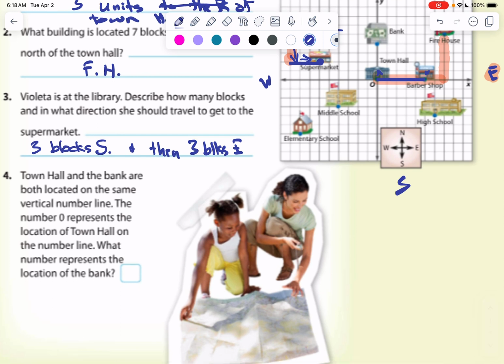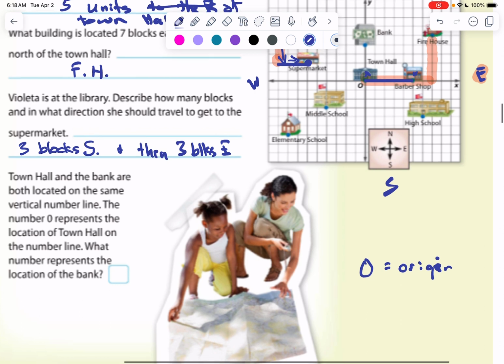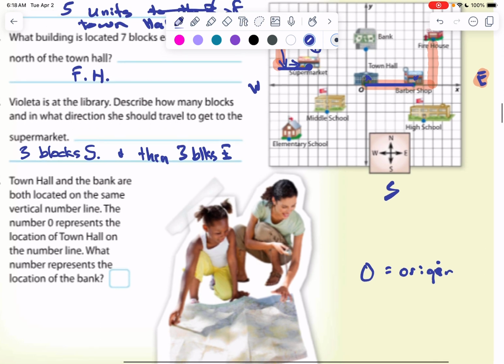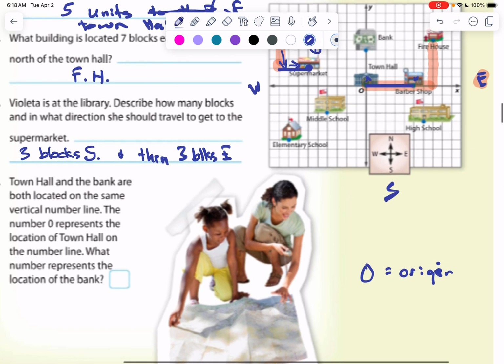So Town Hall and Bank are both located on the same vertical number line. The number 0 represents, oh, by the way, in coordinate grids we call the 0 the origin. I don't know if they're going to mention that in this lesson, but it is a good thing to know. What number represents the location of the bank? 0 represents the location of Town Hall on the number line. What number represents the location of the bank?